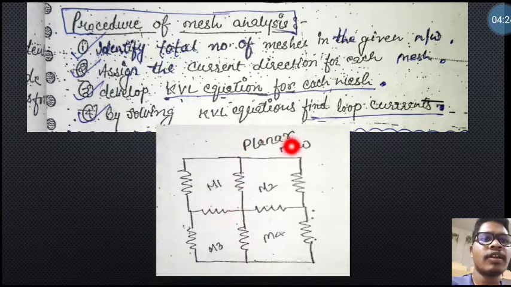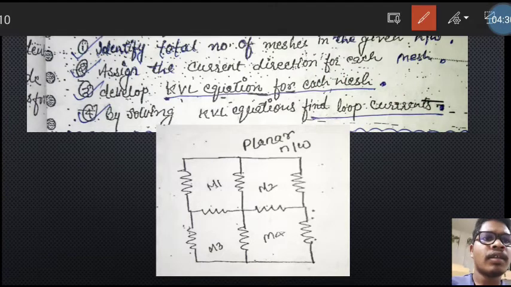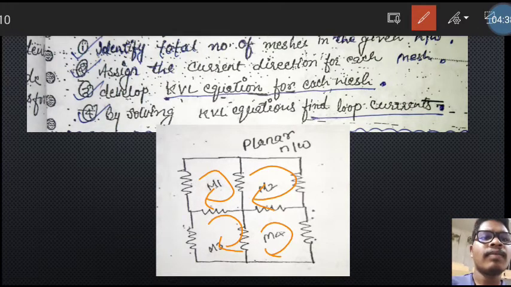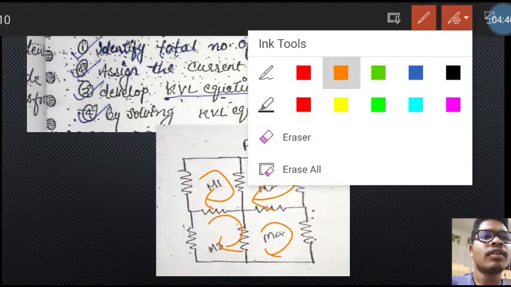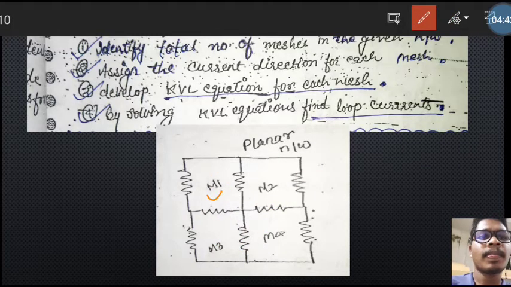This is a planar network. Then assign the current direction for each mesh. If you want to apply clockwise, that is okay, or if you want to apply the anti-clockwise direction, that is also okay.